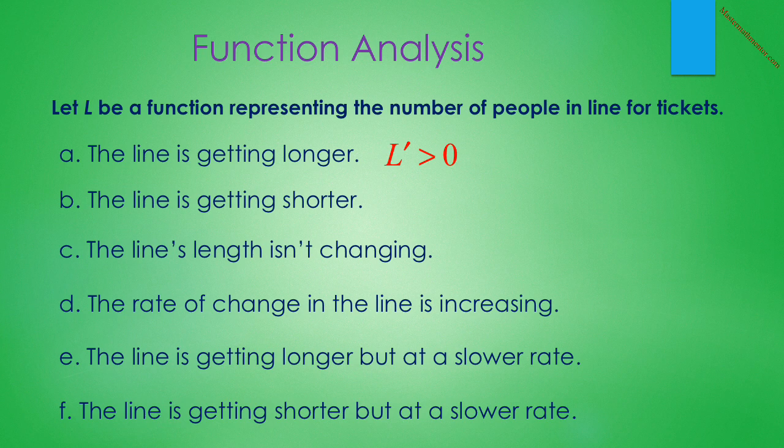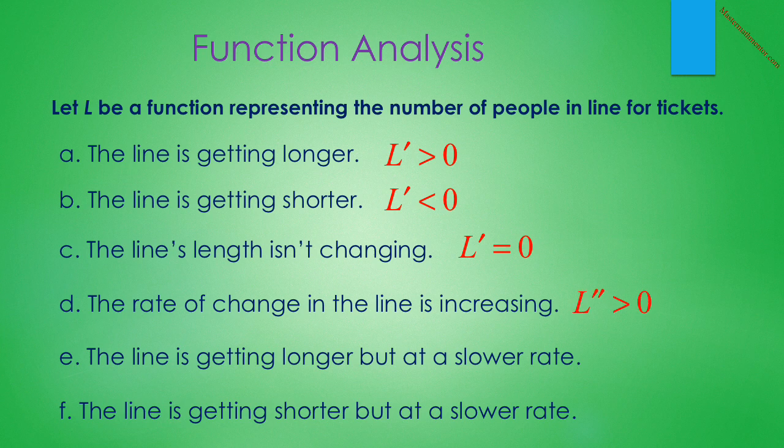If L represents the number of people in line, the line getting longer is interpreted that L is increasing, and therefore L prime is greater than 0. B reads the line is getting shorter. For the same reasoning as in A, that means that L prime is less than 0. C reads the line's length isn't changing. That means that the number of people in line for tickets is staying the same, and therefore L prime has to equal 0. Let's get a little harder.